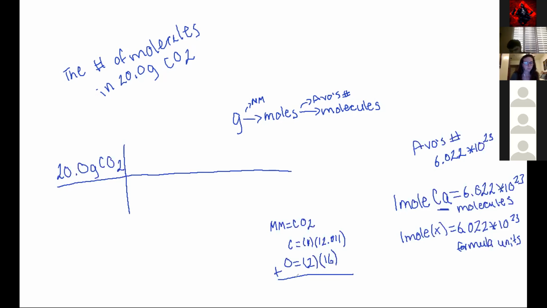It gave me 44.011. Perfect. Grams per mole of carbon dioxide. Okay, so if we're given 20 grams of carbon dioxide, where is our molar mass going to go on our fence? On the bottom. Bottom, perfect. So 44.011 grams of CO2. And then what's going to go on the top of our molar mass? 1 mole of CO2. Perfect, yep, 1 mole of CO2.